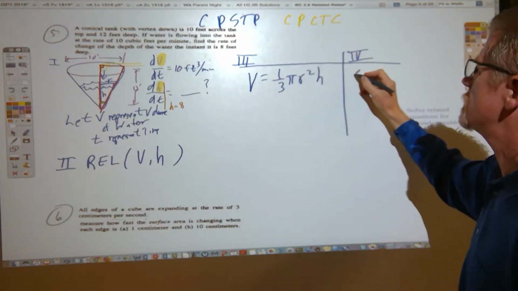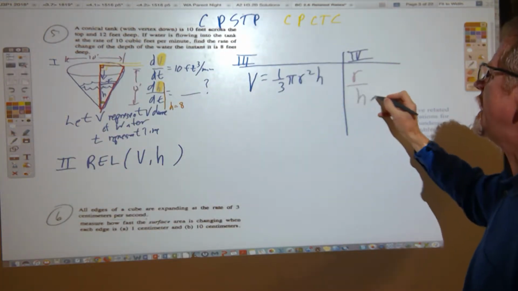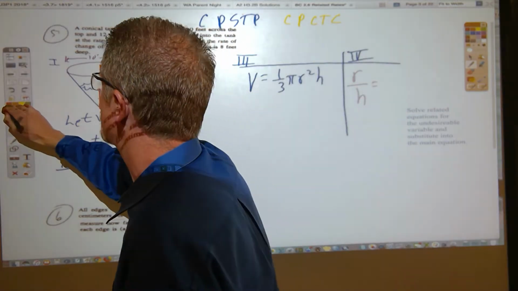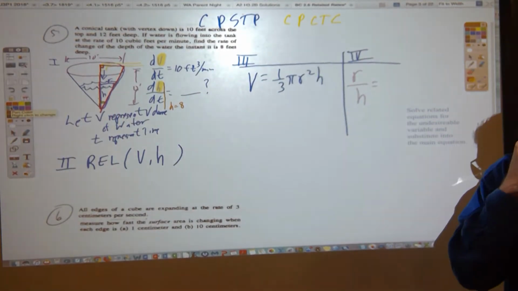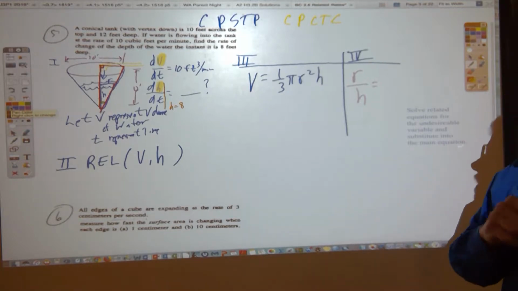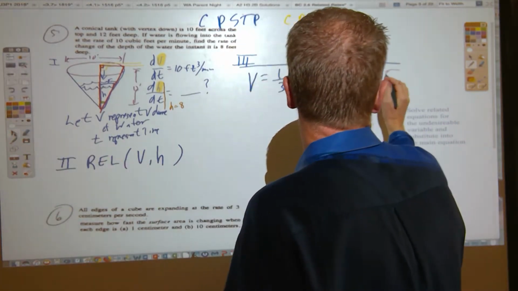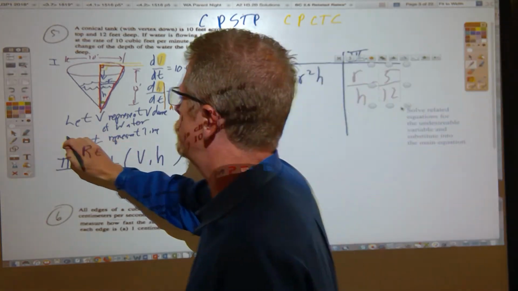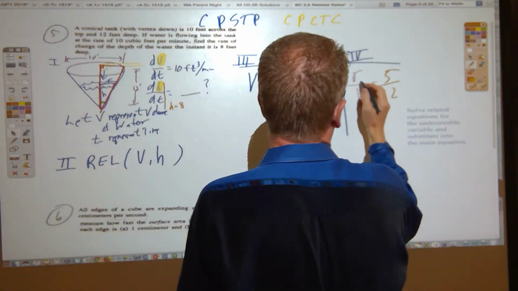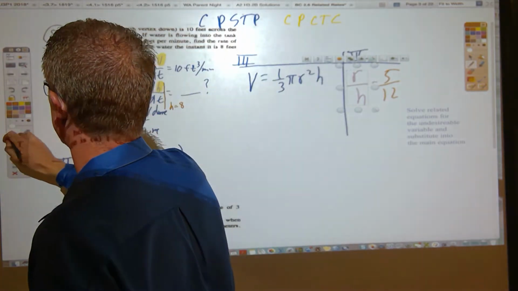in the purple triangle, the ratio of R to H has to be equal to the ratio of what to what in the red triangle? 5 to 12. 5 to 12 is correct. I want that to be in red. See if I can pull that off. 5 to 12 in red, R to H in blue.